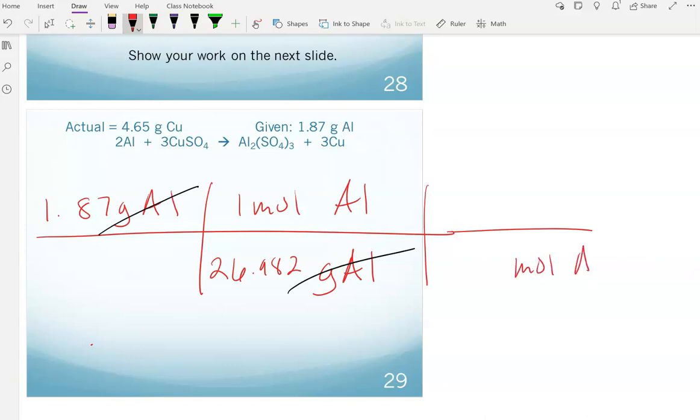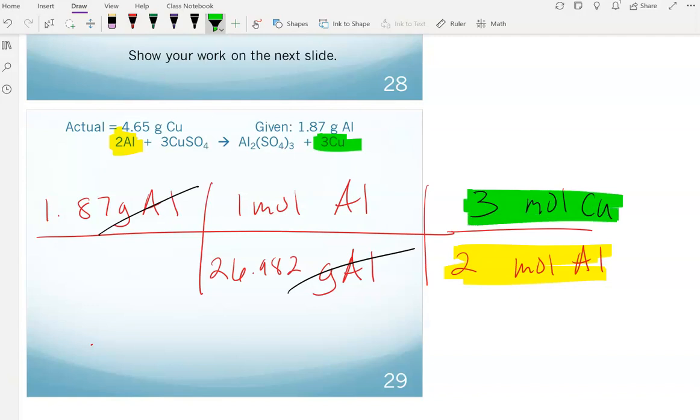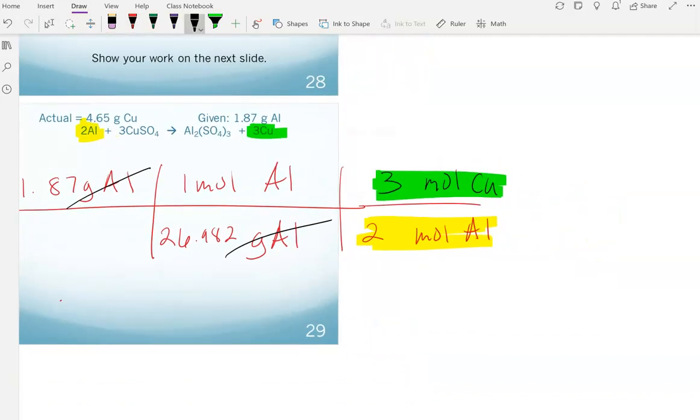I know moles of aluminum have to go here in the bottom, and this is when I use the balanced chemical equation. So there's a 2 here, so I'm going to put 2 moles of aluminum in the bottom. And then again, the thing I'm trying to convert this into is copper. That's the product that I'm interested in. And according to this balanced equation, that is 3 moles of copper. So I've converted moles of aluminum into moles of copper.